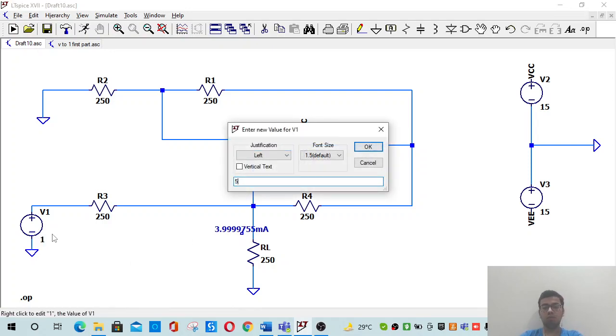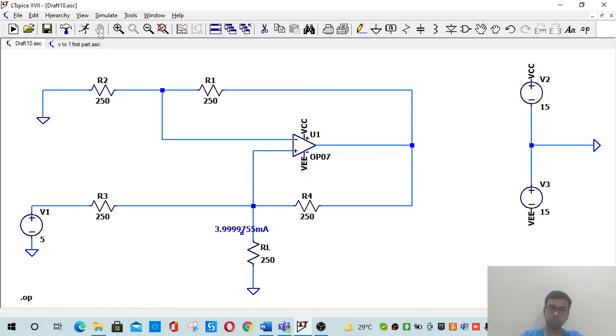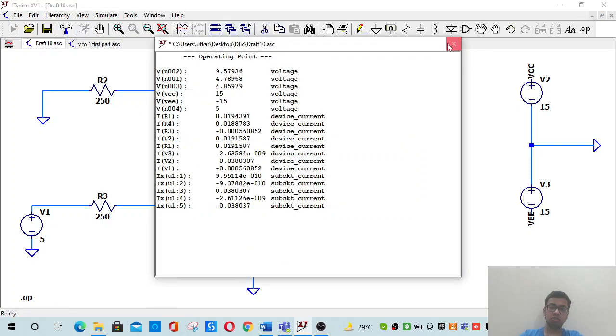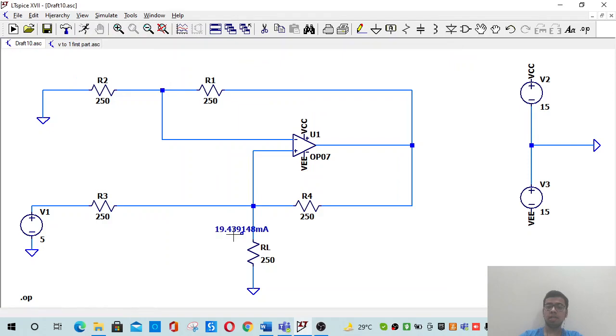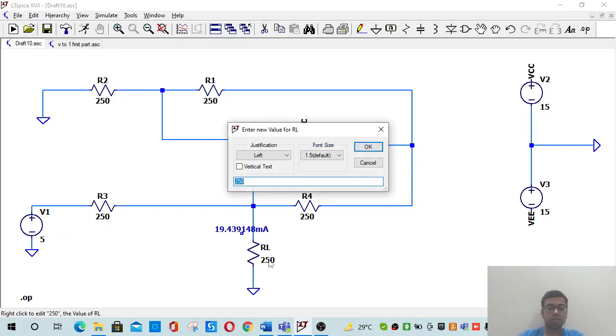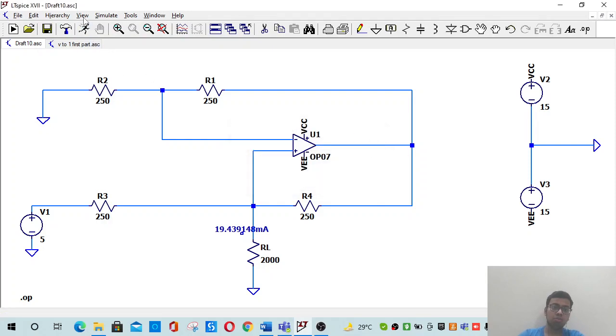We'll be changing it for 5 volts too, and we can see this is 19.43, which is really close to 20. So we can say our calculations were right and our circuit is working extremely fine. If you want, we can change this to anything you want. Let's say this. We run this.